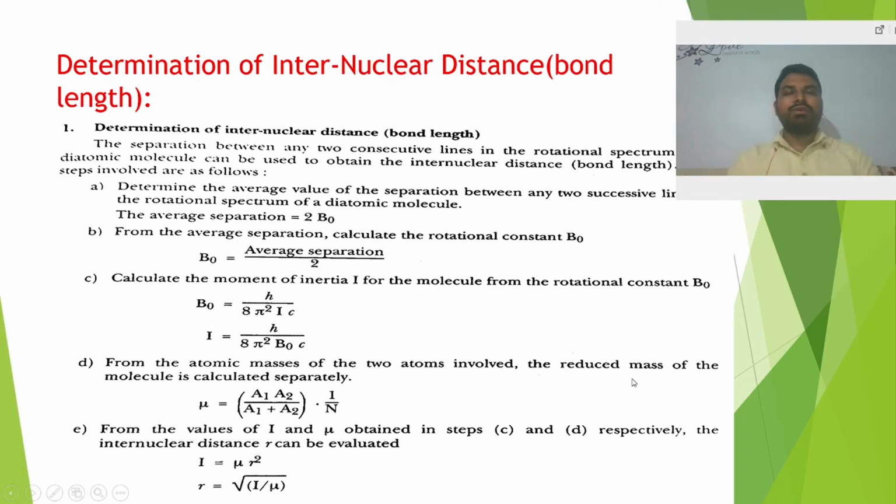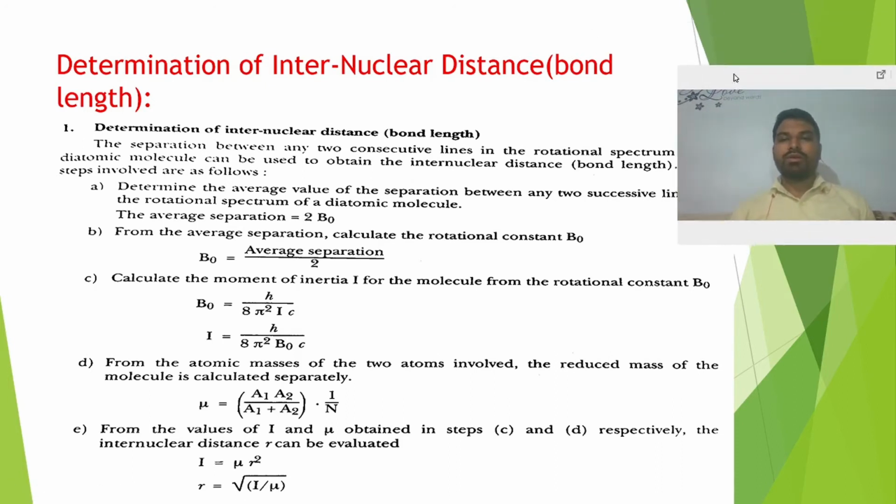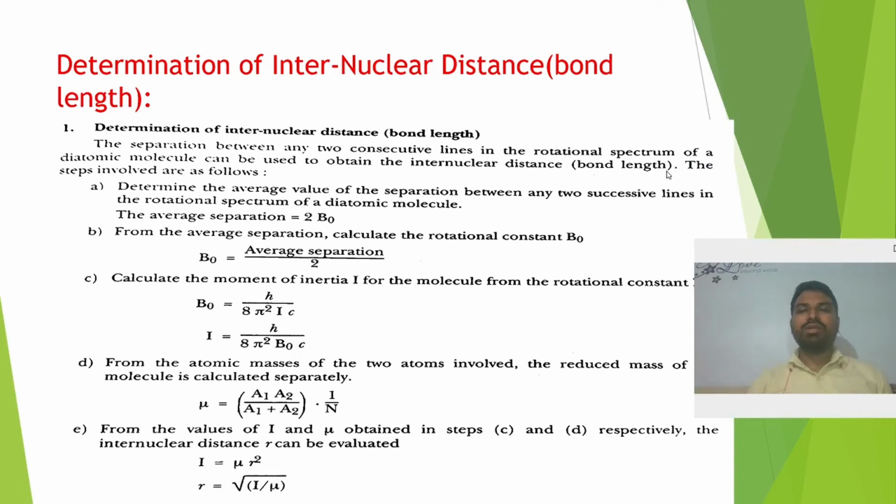Now, determination of internuclear distance, that is, bond length. The separation between any two consecutive lines in the rotational spectrum of a diatomic molecule can be used to obtain the internuclear distance. Now, what are the steps involved?